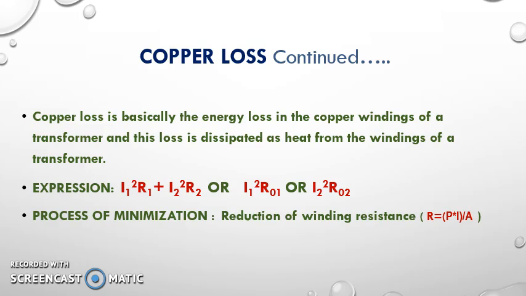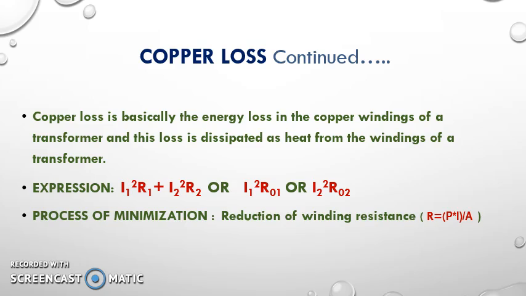So the total copper loss is equal to the primary copper loss plus the secondary copper loss. Primary copper loss is obviously I1 square R1, as the primary current I1 is flowing through the primary resistance R1, and I2 current is flowing through the secondary resistance R2. So the copper loss in the secondary side will be I2 square R2. Therefore, the complete expression of the total copper loss will be I1 square R1 plus I2 square R2.